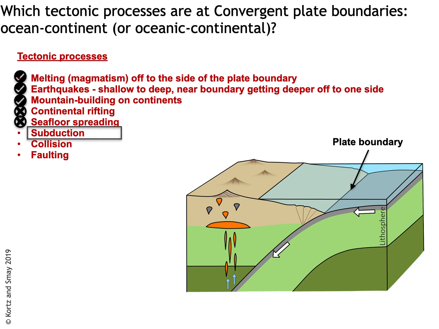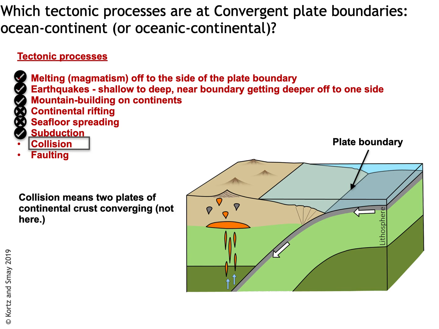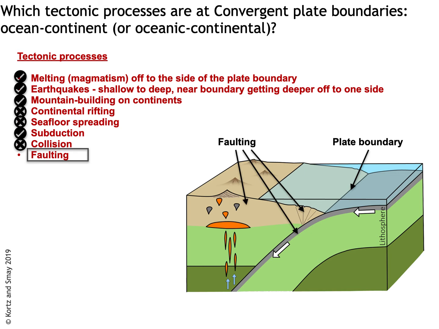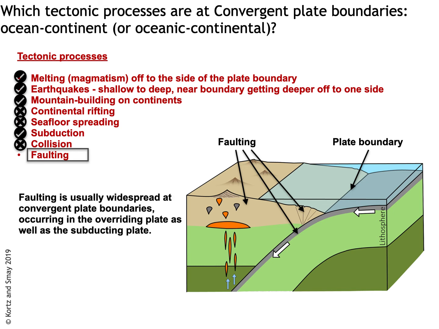How about subduction? Subduction is basically when an oceanic plate dives under another plate, so that's definitely happening here. The answer is yes. How about collision? Collision means two plates of continental crust converging, not happening here. Faulting is our last tectonic process, and faulting occurs at every kind of plate boundary along with earthquakes. Faulting is usually widespread at convergent plate boundaries. Some of the biggest and strongest faults occur here.